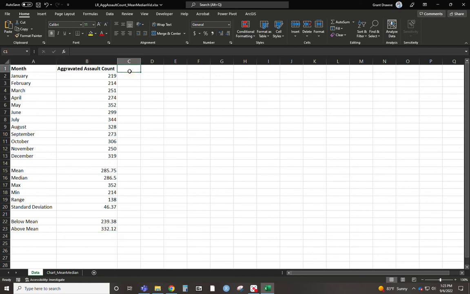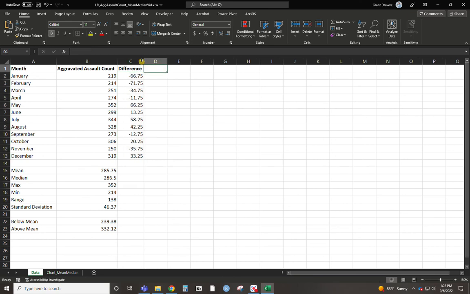So first we have to calculate the difference, and the difference is the value from the mean. So we have our value minus, and we know our mean here. You can either select the cell or type in 285.75. And I'm just pulling that down. So now we know what that difference is, plus or minus.